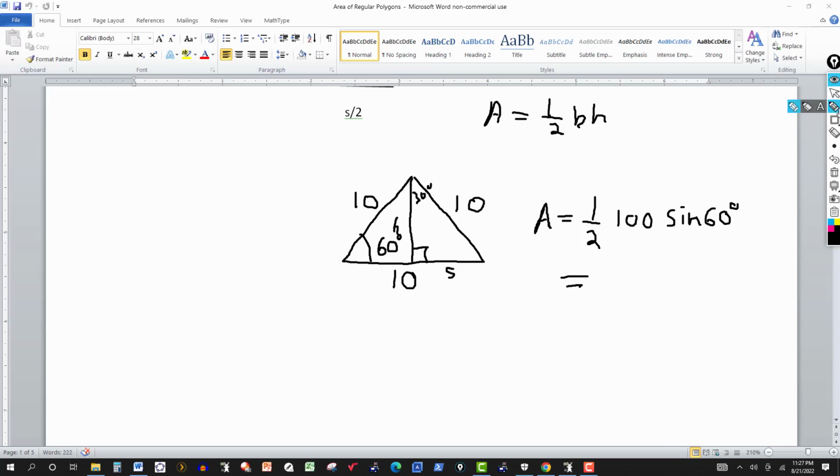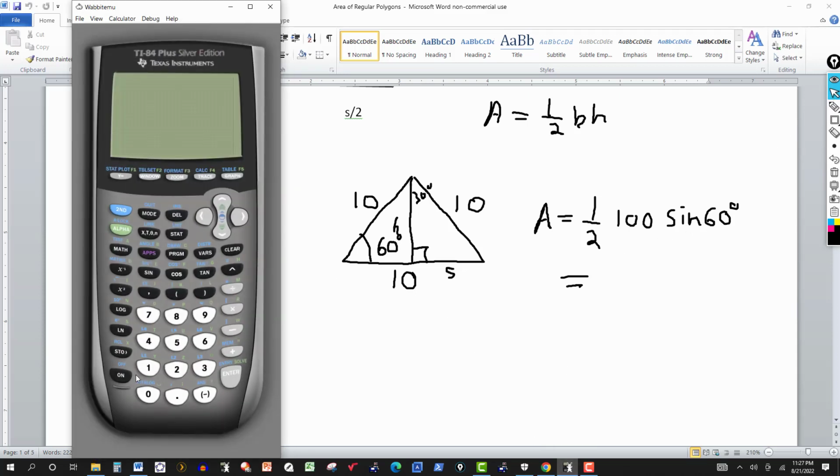Now actually here, you don't have to really understand trig that well to figure this out, as long as you know how to set your calculator to degree mode, because sometimes the angle might be given in radians. You want it in degree mode. So get your calculator. Doesn't matter which calculator you have. Most of them are going to have the trig functions there.